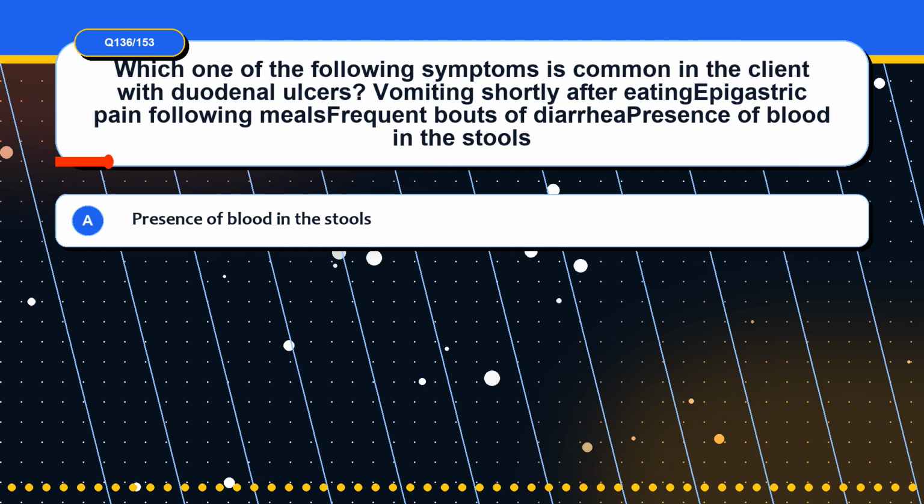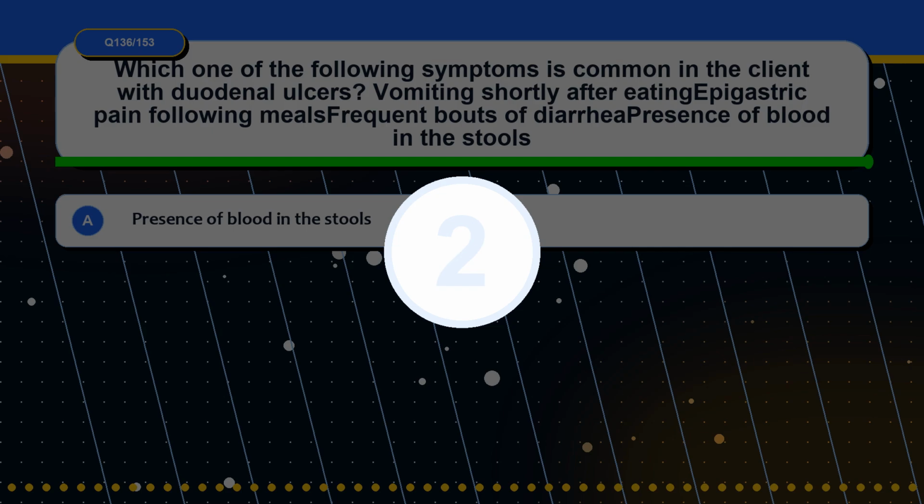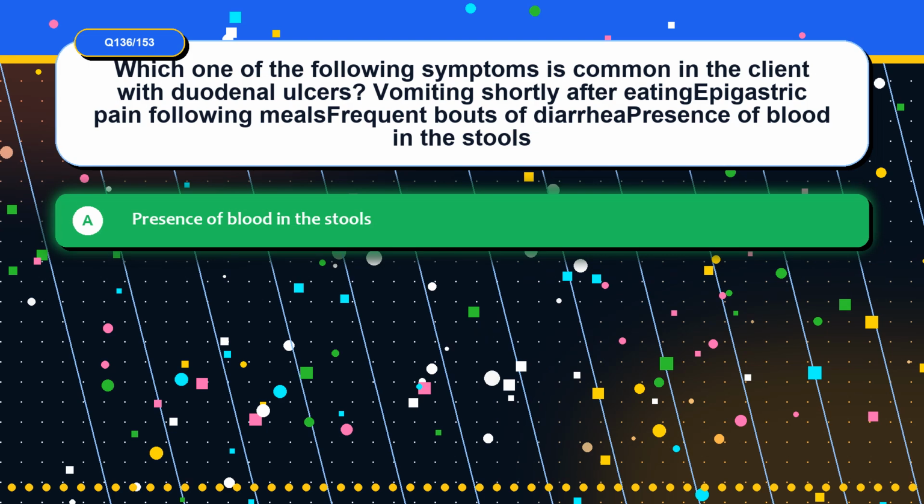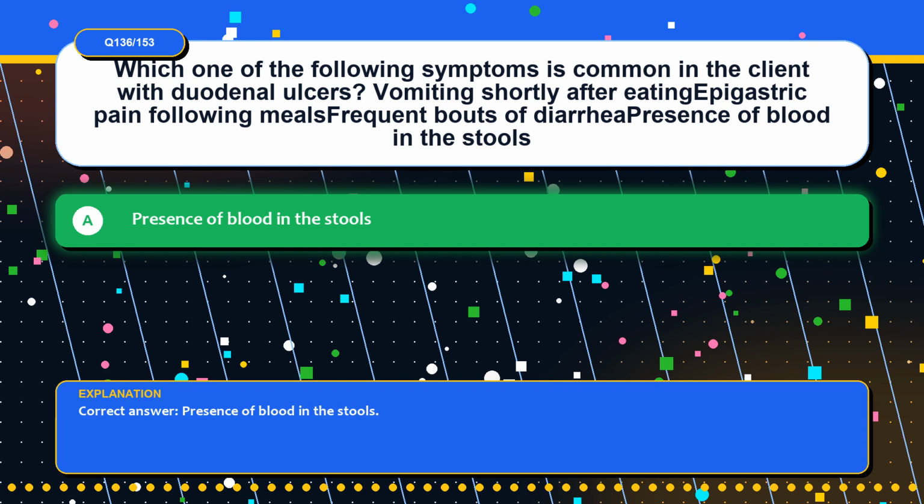Question 136. Which one of the following symptoms is common in the client with duodenal ulcers? Vomiting shortly after eating, epigastric pain following meals, frequent bouts of diarrhea, presence of blood in the stools. Here are the options. Option A. Presence of blood in the stools. The correct answer is option A. Presence of blood in the stools. Correct answer.